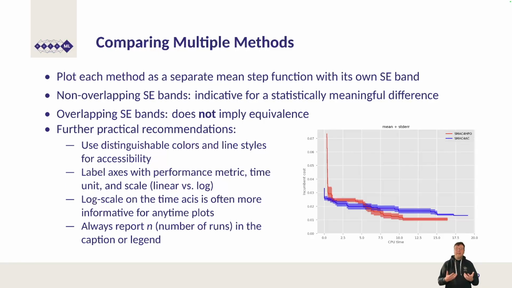Always label both axes clearly: the performance metric, the time unit, and whether the scale is linear or logarithmic. A log scale on the time axis is often more informative for anytime plots because early improvements tend to be rapid and later improvements more gradual. A linear scale compresses this information too much, and the log scale makes it more visible.